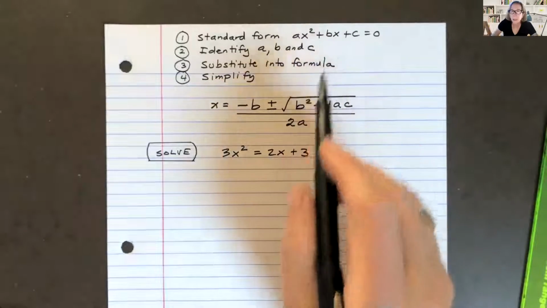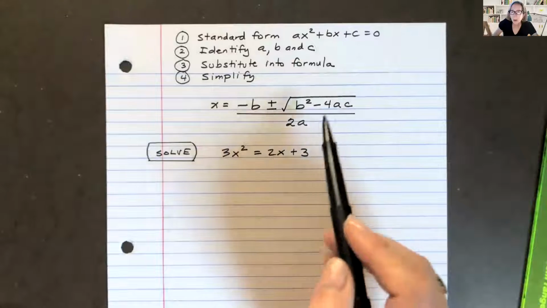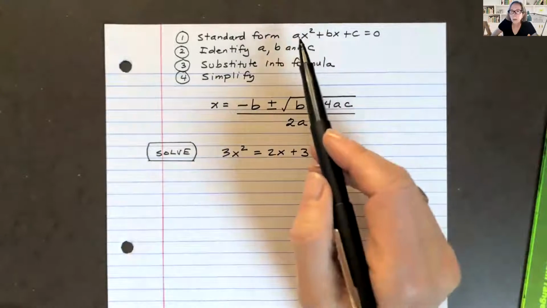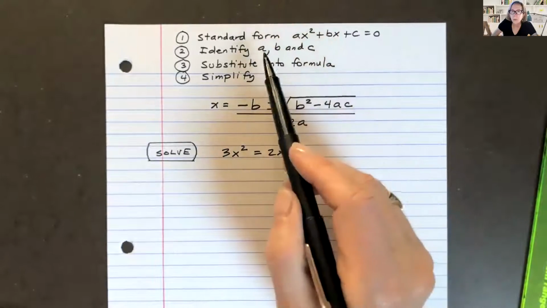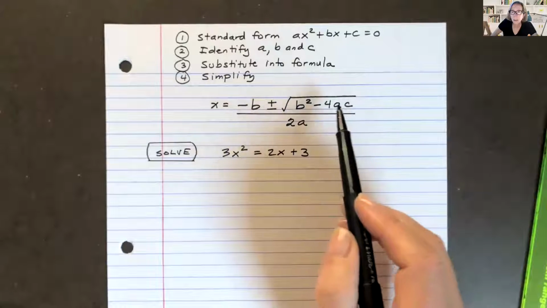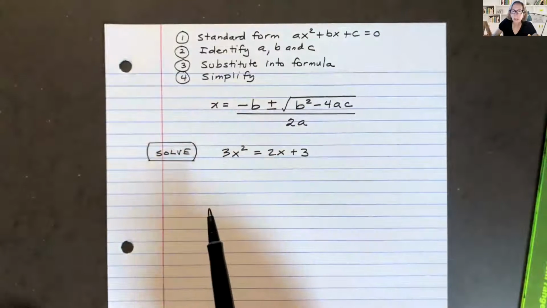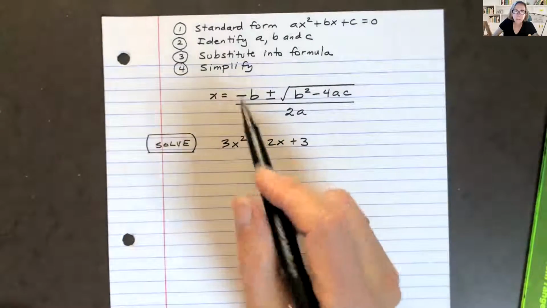They used those a, b, and c. They just used the letters and solved for x and got a formula where all you have to do is get the equation in standard form, identify a, b, and c, plug in the values for a, b, and c into this formula, and simplify to solve for x. So these are the steps.